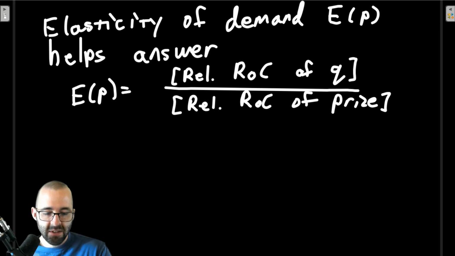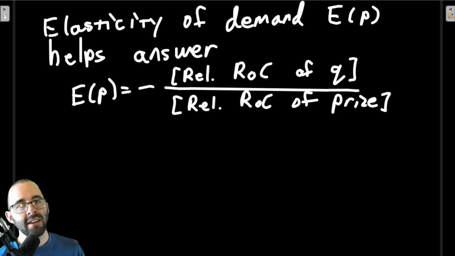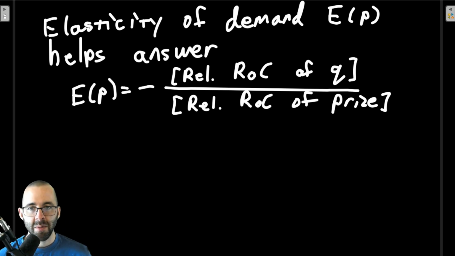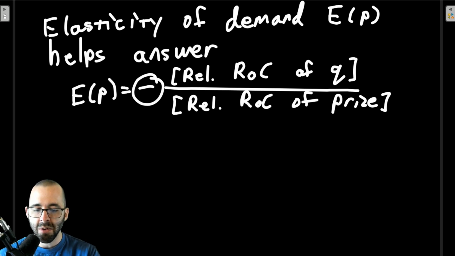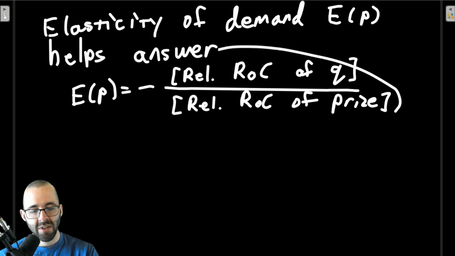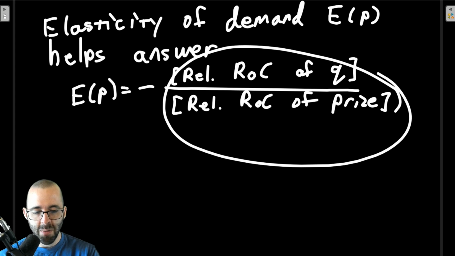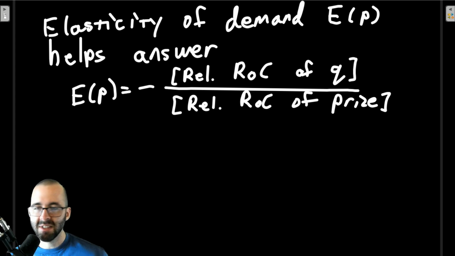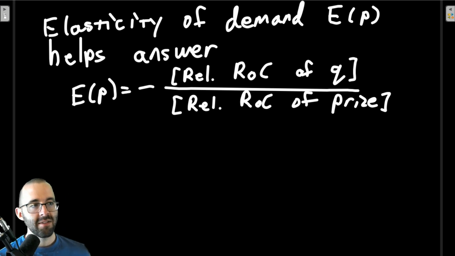Increasing price always decreases quantity, so this whole thing is negative. Economists don't like negatives, so they put a negative sign in front of the whole thing. This negative sign doesn't mean the whole thing is negative; it means opposite. If this fraction is negative and I want it to be positive, we just put a negative sign when we talk about elasticity of demand. It's a lot easier to talk about positive numbers than negative numbers.